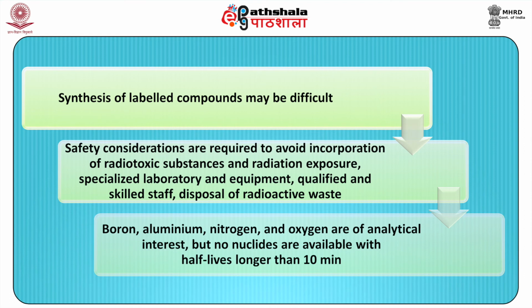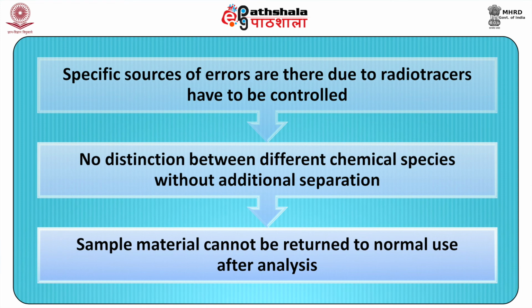Boron, aluminium, nitrogen and oxygen are of analytical interest, but no nuclides are available with half-lives longer than 10 minutes. Specific sources of errors due to radio tracers have to be controlled. There is no distinction between different chemical species without additional separation. In general also, sample material cannot be returned to normal use after analysis. So these are probably the biggest disadvantages of radiochemical techniques.